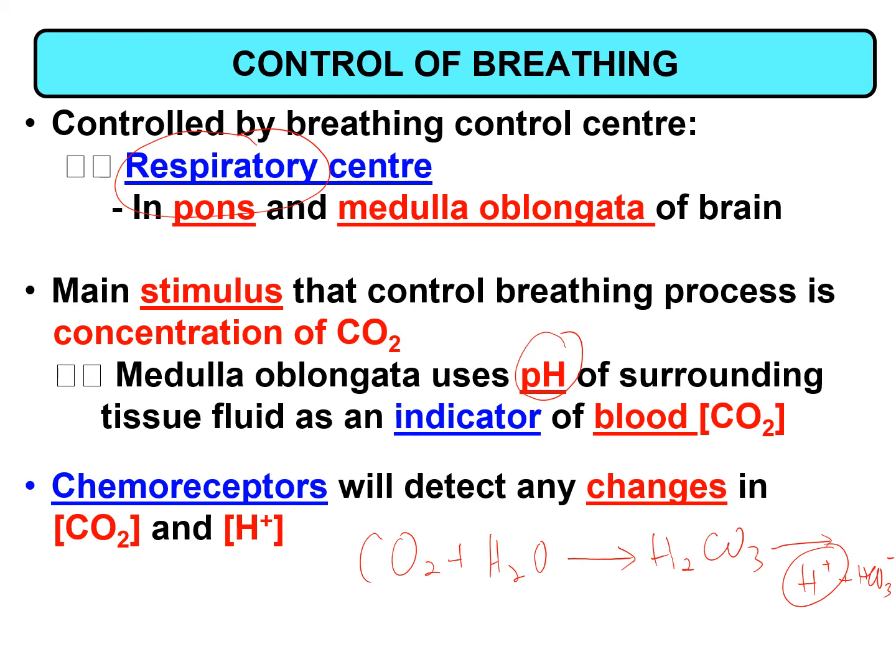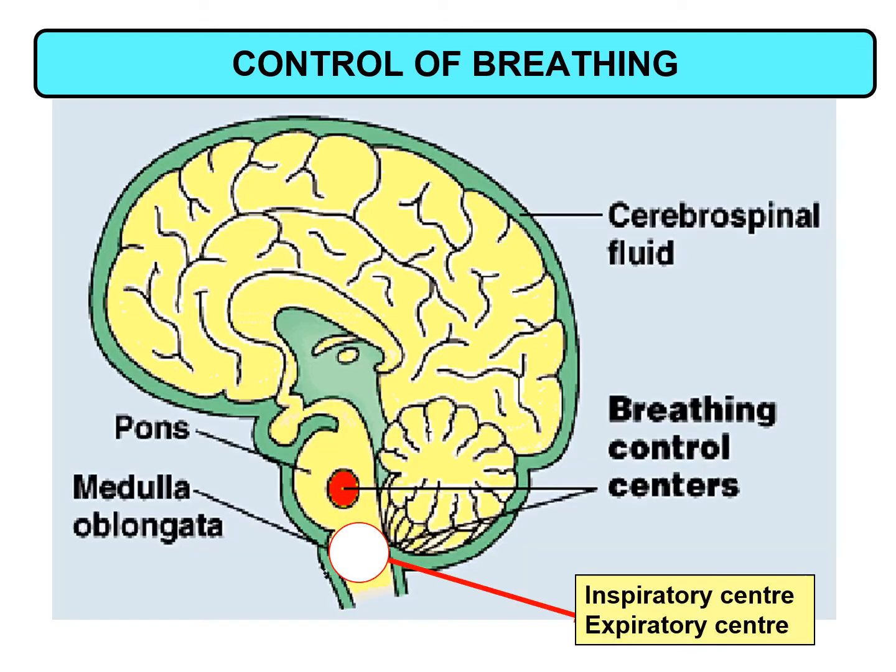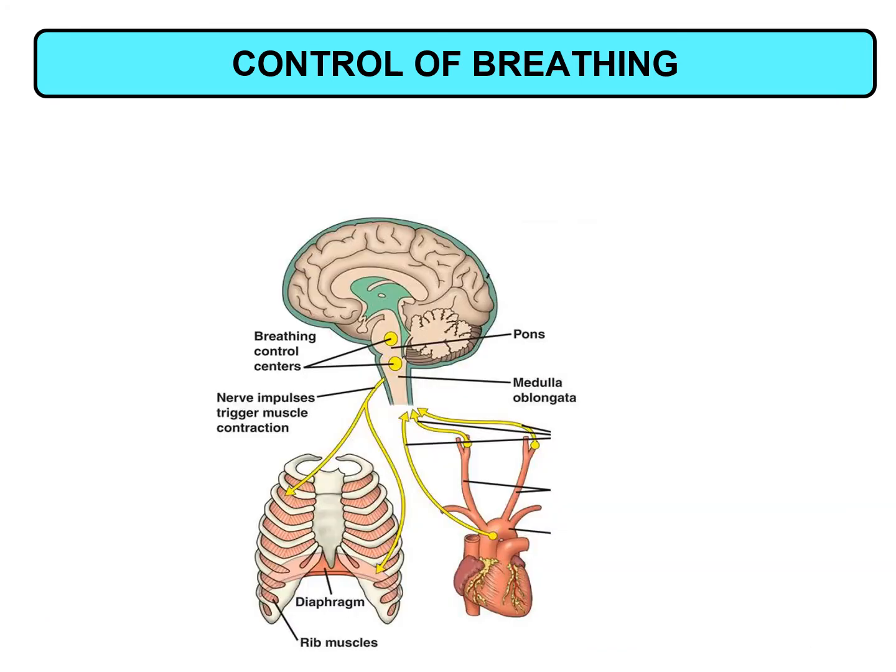Okay. So the first stimulus is the chemoreceptors. Chemoreceptors are receptors that detect changes in the hydrogen ion concentration and thus the carbon dioxide concentration. So the pons is here, the medulla oblongata is in here, and these two are the breathing control center.